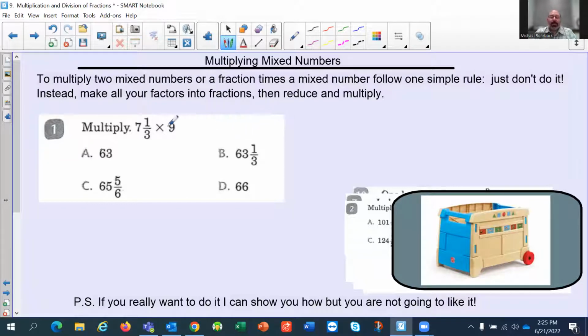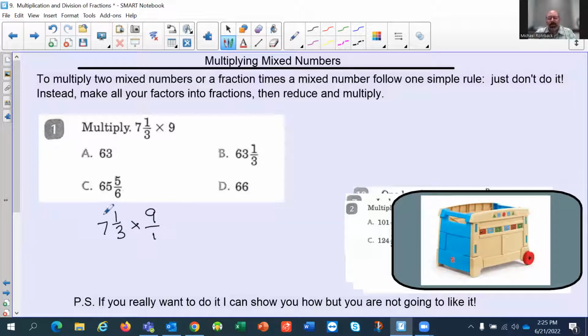Here's the trick with this. When we multiply fractions, we only want a numerator and a denominator. That's it. So we have 7 1/3 times 9. Well, 9's easy. We can just make that 9/1.